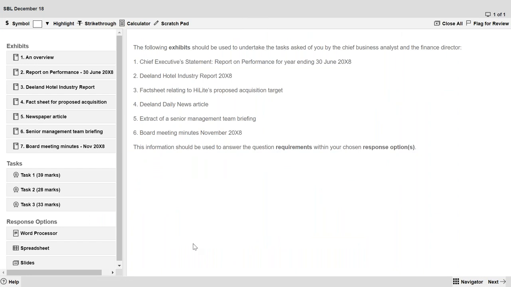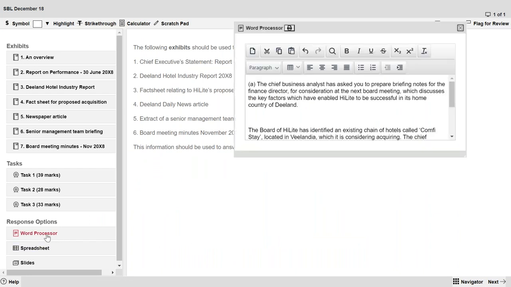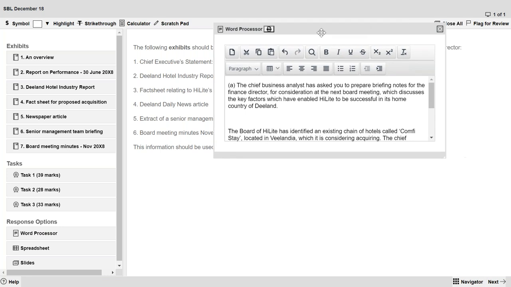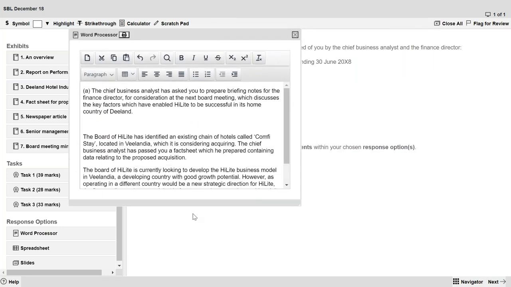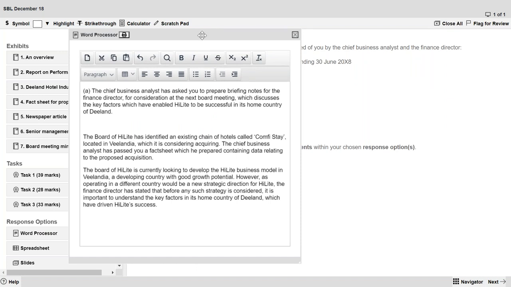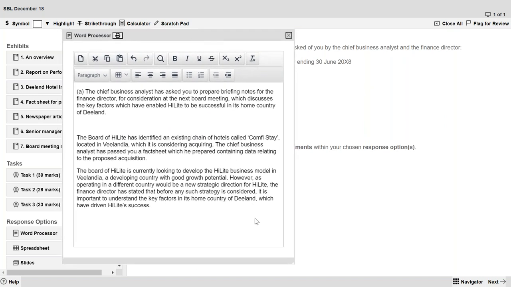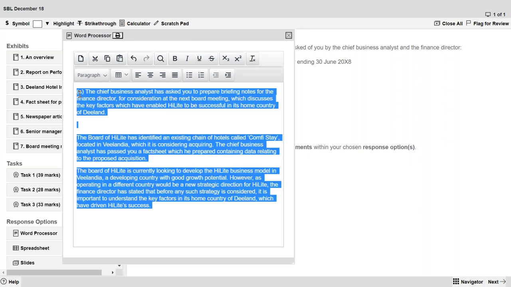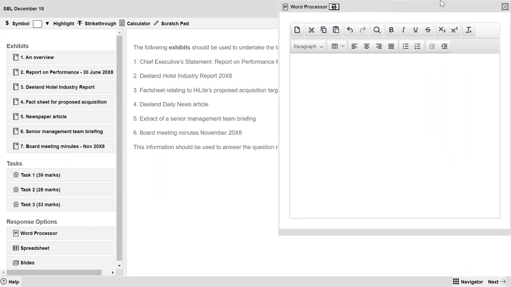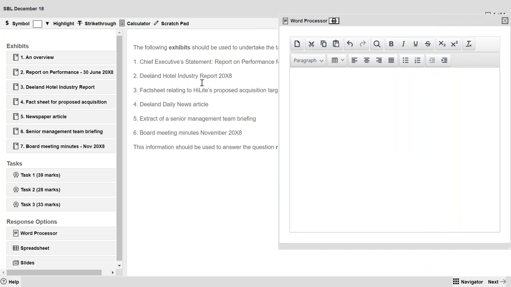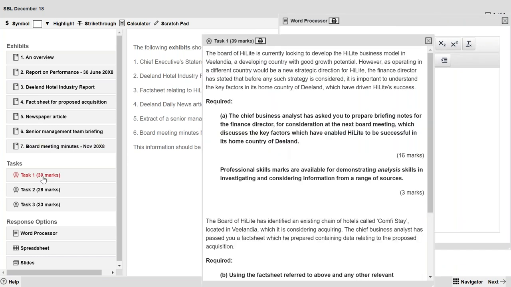So this is the workspace. I will open the word processor. I will bring it here somewhere. I'm kind of resizing it. Let me delete everything. Control A, delete. Or I can take it on this side. I will keep it on this side. Now I open task 1.